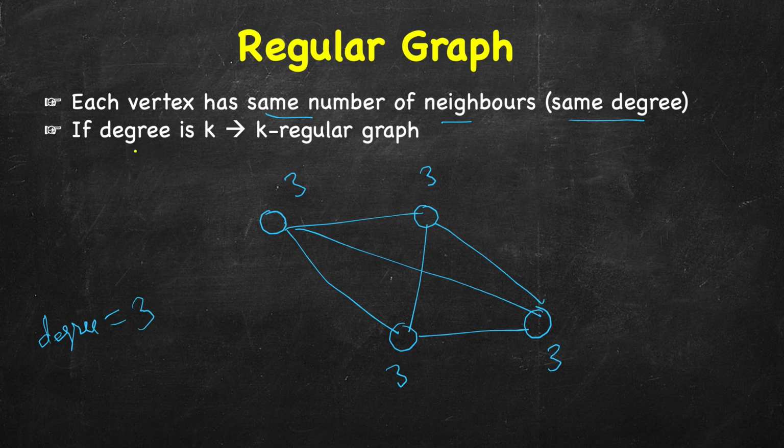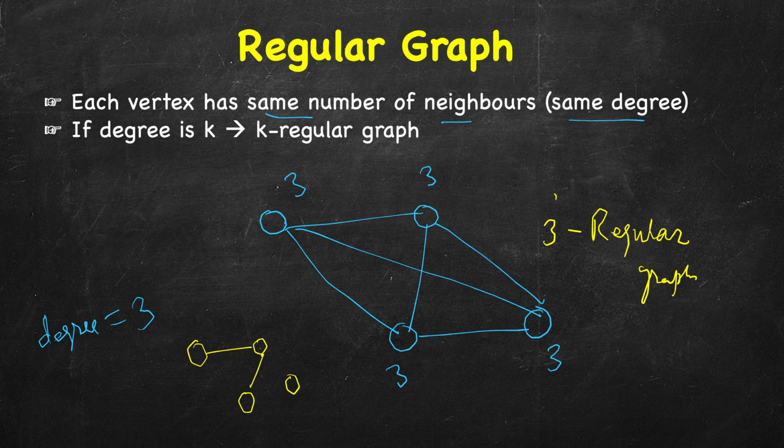So in general, if the degree is k, we call it a k-regular graph, and in this case it is a 3-regular graph. And you don't need to have connectivity between all of them. Maybe you have one more graph where every node is connected to 3 nodes. You can think of some example. So in this case in particular, we have drawn a complete graph. We will see what a complete graph is, but that was not the intent. The intent is that every node has the same degree.